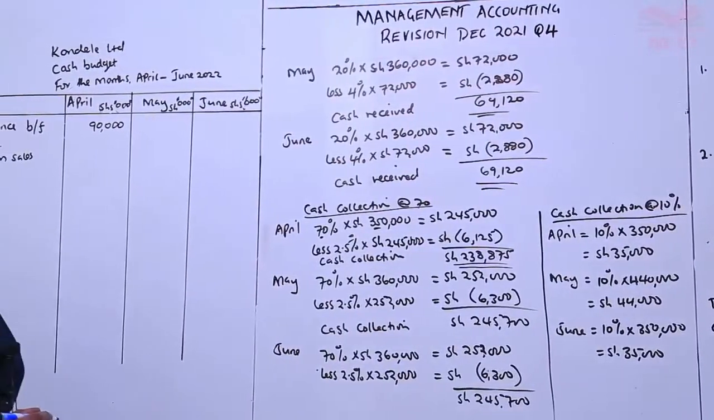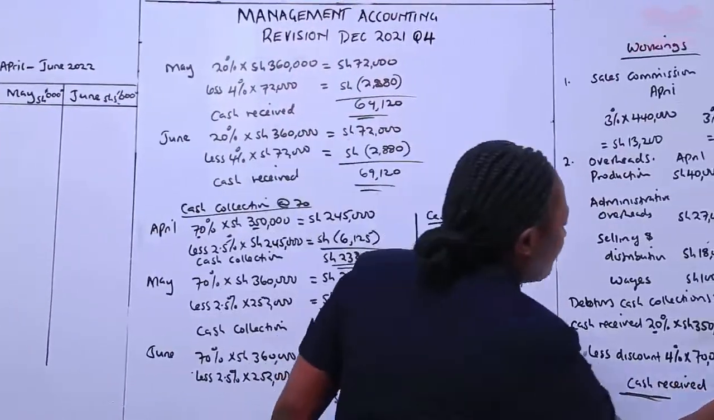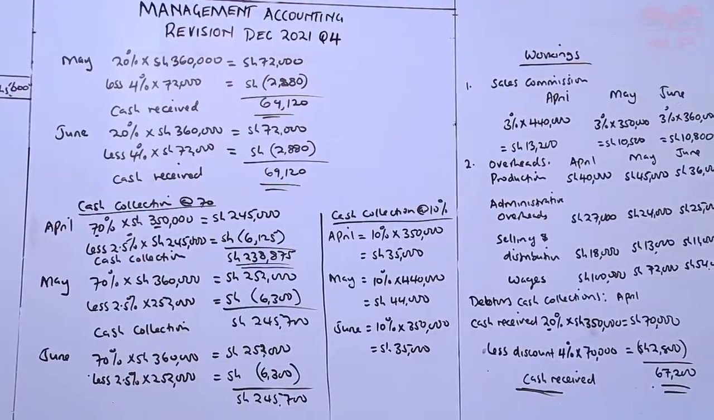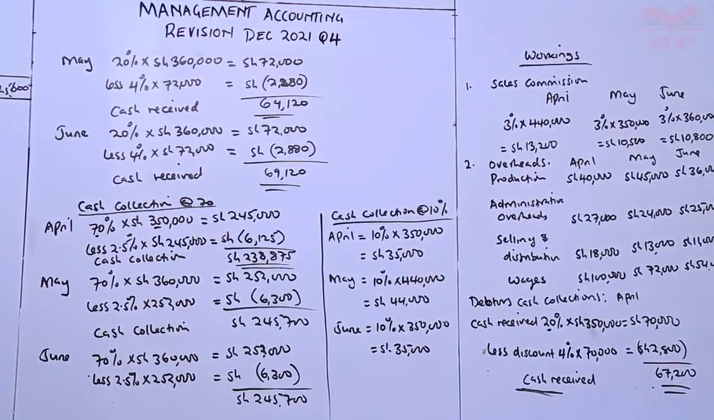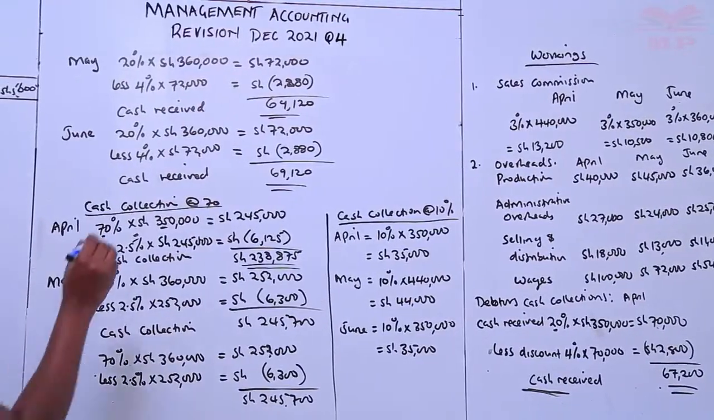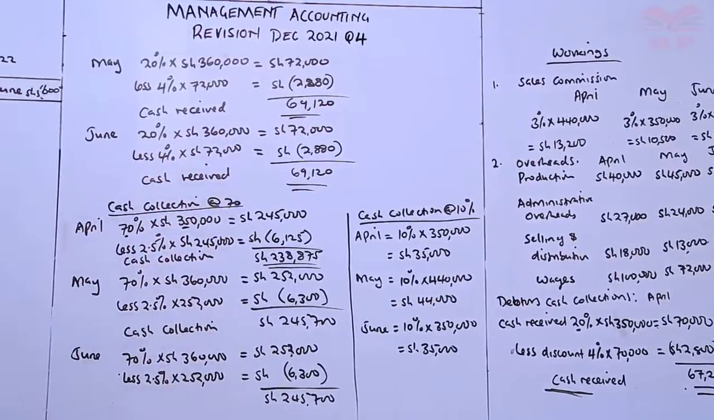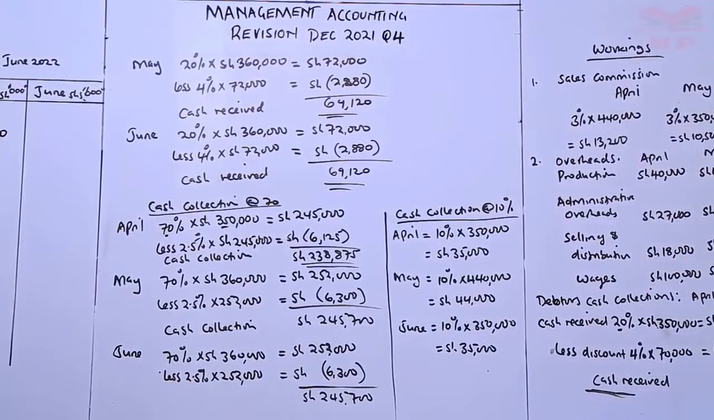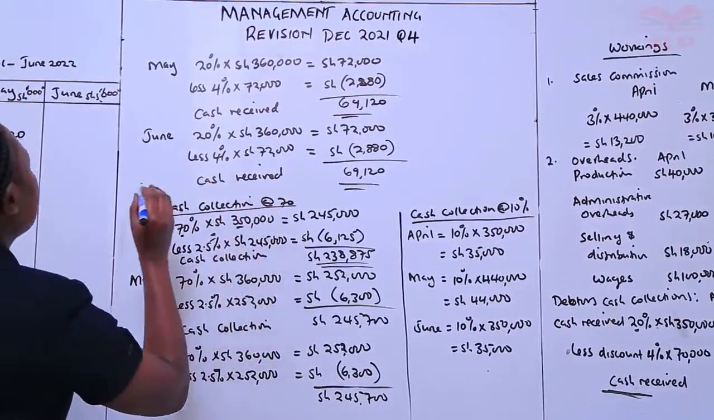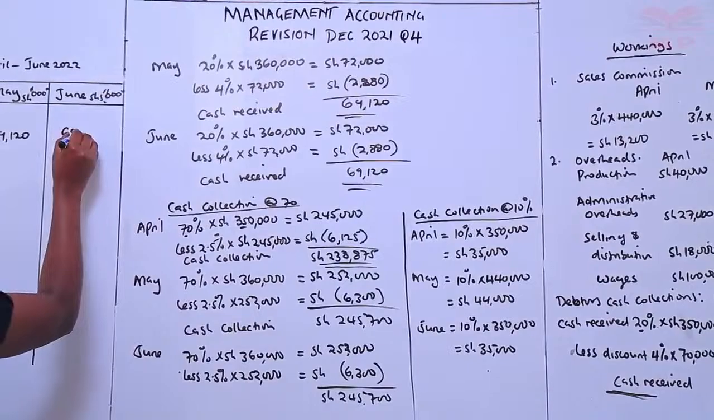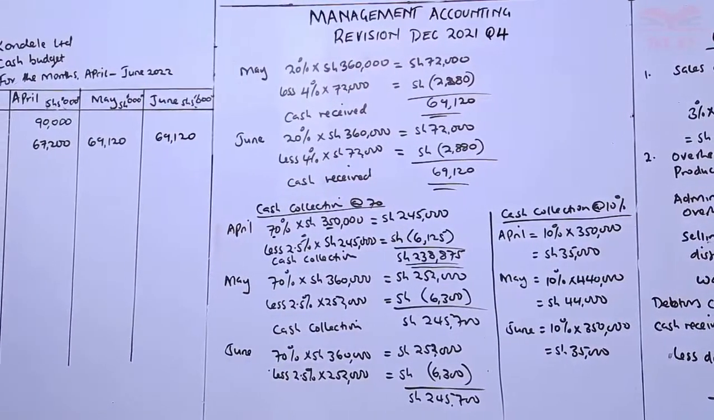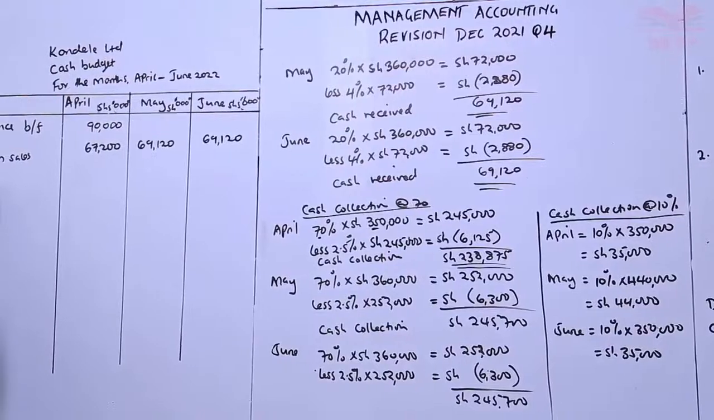For the month of April, what was the cash? We have 67,200. For the month of May, the cash received was 69,120. And for the month of June, we had 69,120. Then we have cash collection.